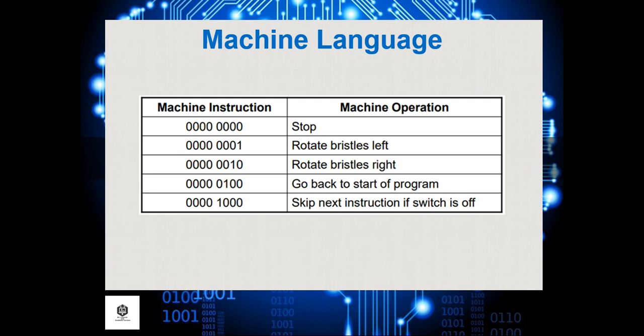Another machine instruction, 00000100, means go back to start of program, and 00001000 means skip next instruction if switch is off in terms of machine operation.